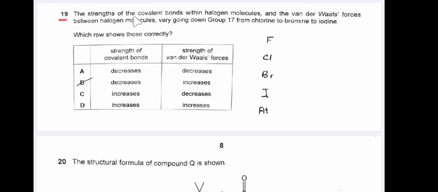Question number 19. The strength of the covalent bond within halogen molecules and the van der Waals forces between the halogen molecules vary going down group 17 from chlorine to bromine to iodine. Which row shows this correctly? Okay, strength of covalent bond and the strength of van der Waals forces. Down the group, as the number of electrons increases, the van der Waals forces increase. So van der Waals forces must increase, and down the group the covalent bond decreases. So the answer is B.